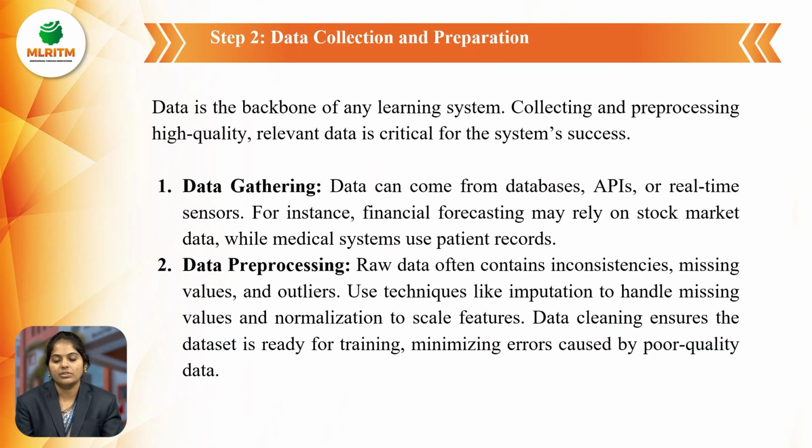And step 2, so this is a major step, the data collection and preparation. Data is the backbone of any learning system, and collecting and pre-processing high quality and relevant data is critical for the system success. So why is data important? If we give any kind of false data to the system, the model will get trained on that data and will give all false predictions. So that data is considered the backbone for the learning system, and we need to maintain quality data and quantity data for the training purpose.